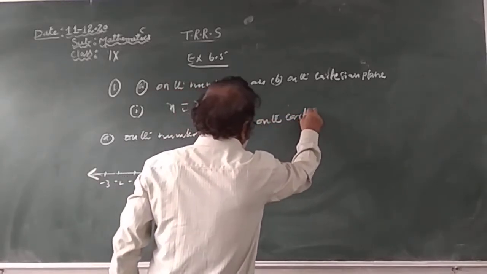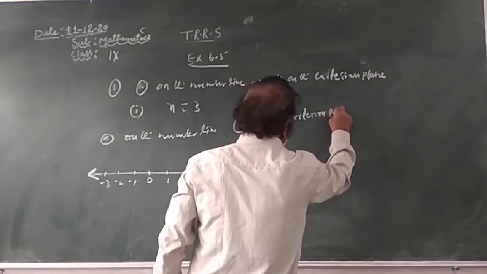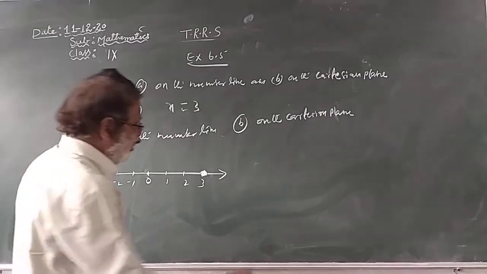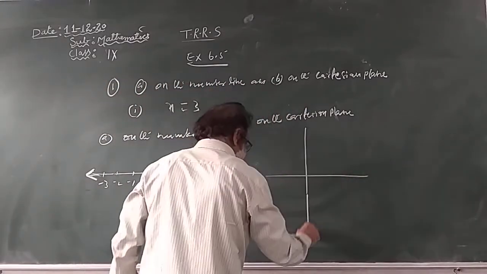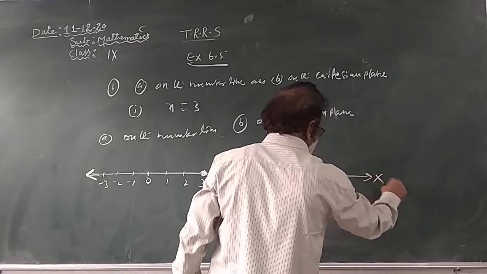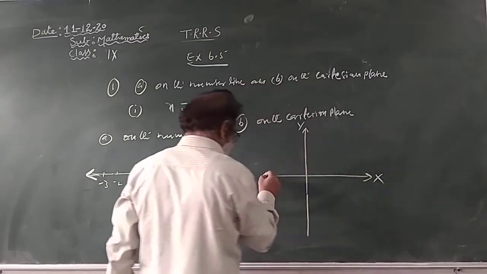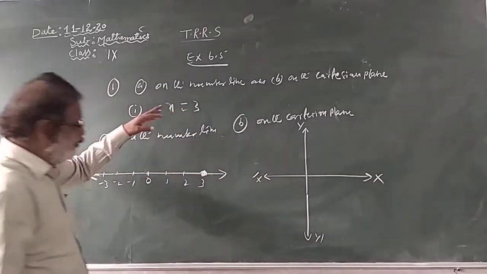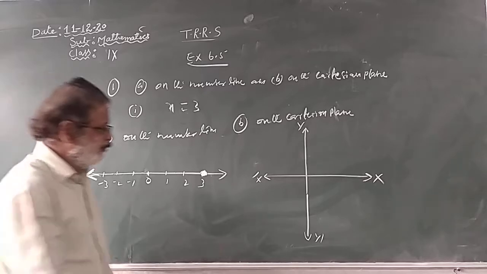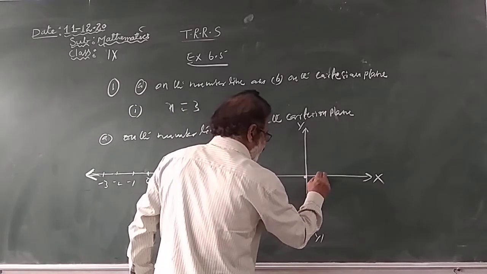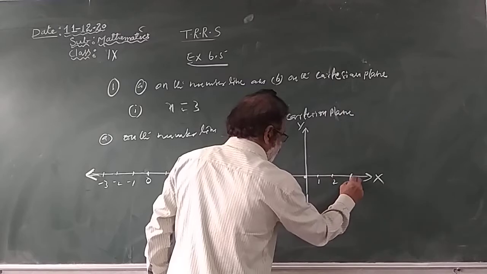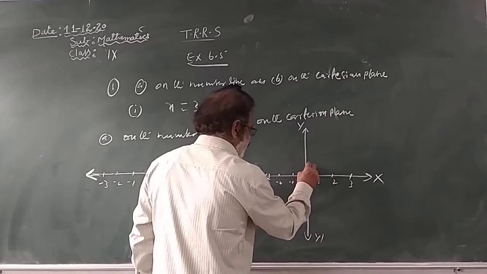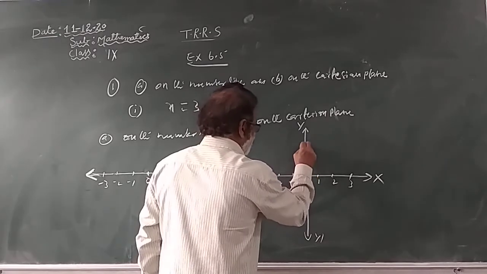Next, B bit: the Cartesian plane. Draw the x-axis. This is the y-axis. X dash, y dash. The same equation you can represent on the Cartesian plane. So this is 0, 1, 2, minus 1, minus 2, like this, and y also has negatives.